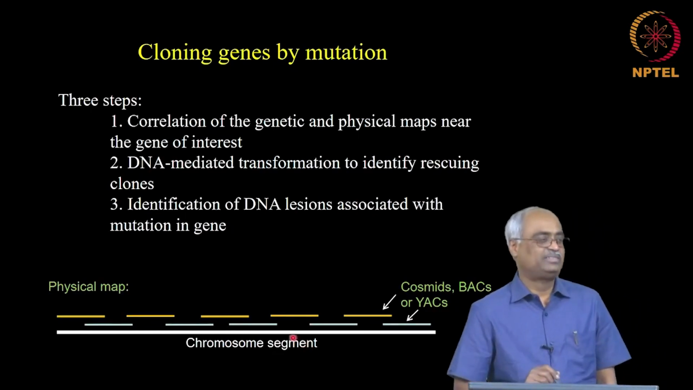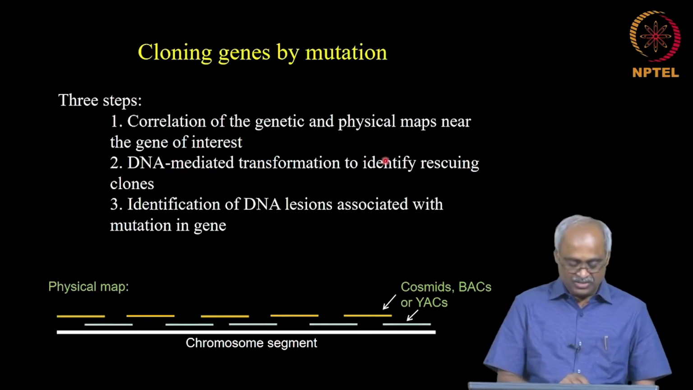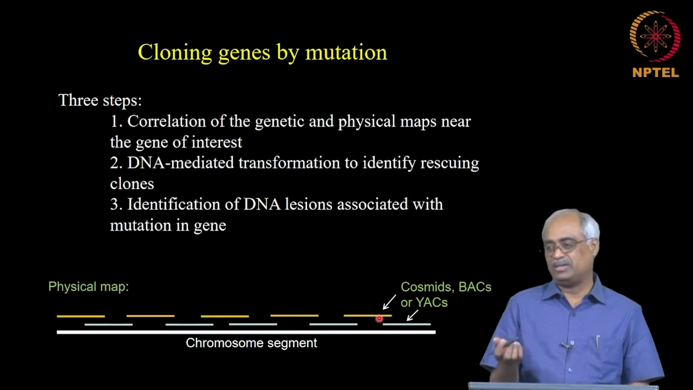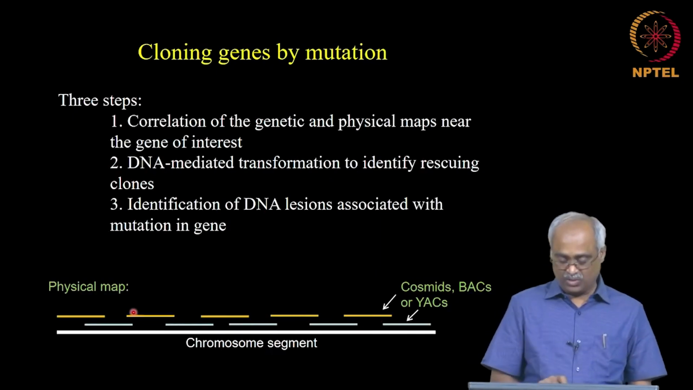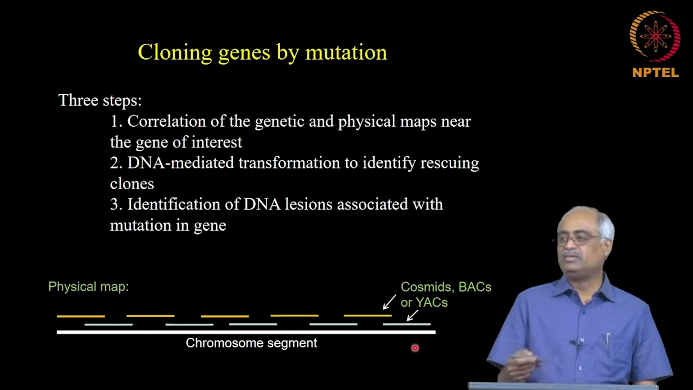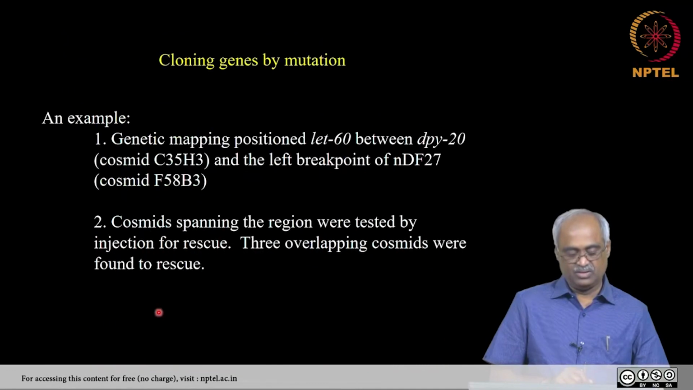Now what you do is something called DNA mediated transformation. So now you are going to take each one of these cosmids and introduce it into the organism. In C. elegans you inject, and then see which one rescues the mutant phenotype, because these are all wild type. These are made from the wild type organism. Now you introduce and then see which one rescues.